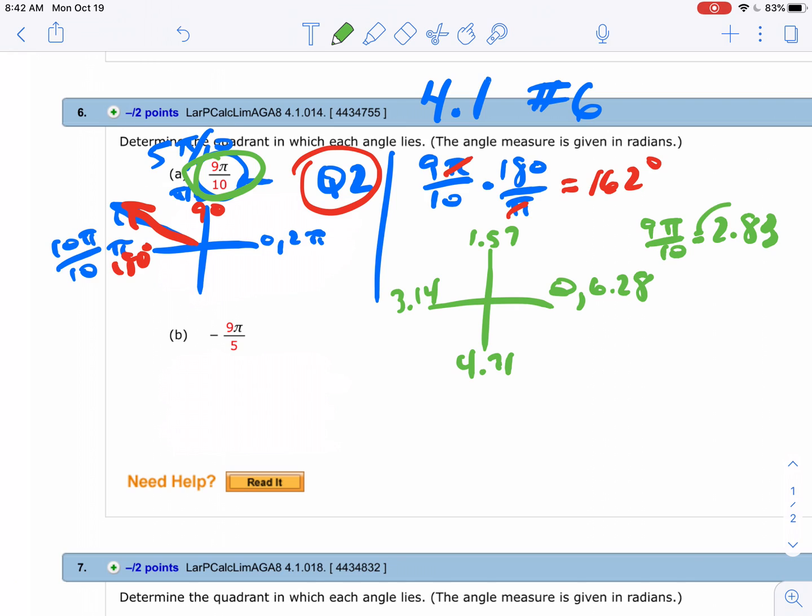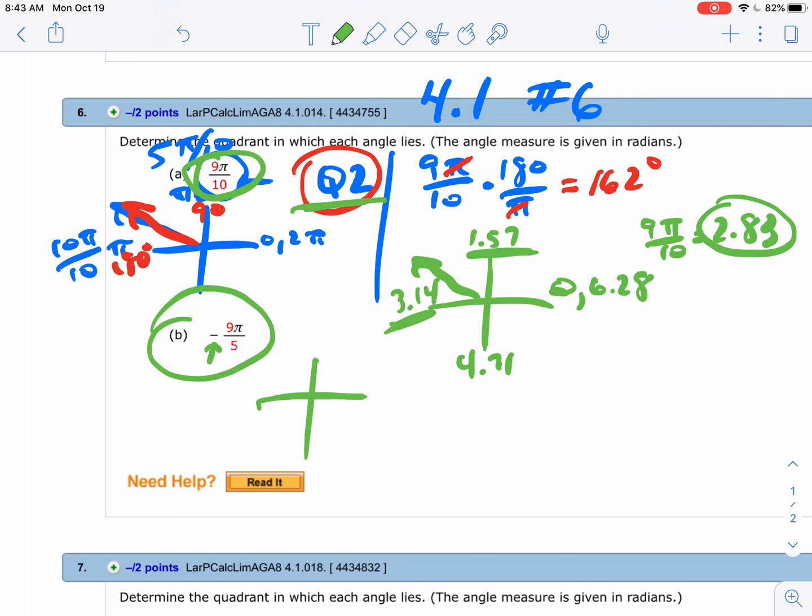Well, 2.83 is more than 1.57, but it's not quite 3.14, so I would also know that that is Q2. Just remember on this one, the negative sign, you're going to start this way and go backwards. So figure it out going backwards wherever the quadrant is.